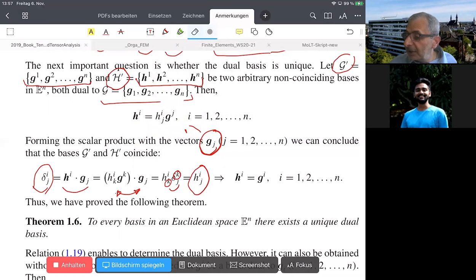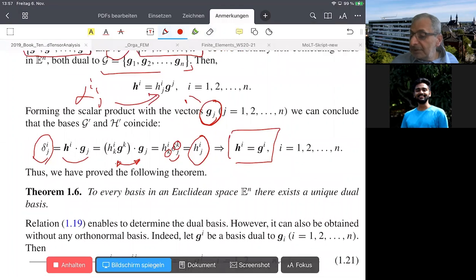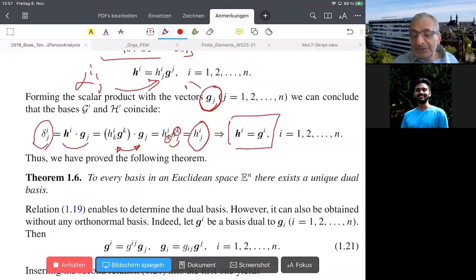If here, instead of these coefficients, we write delta Ij, then we realize immediately that these two bases, which we assumed to be different, in fact coincide. We proved that already, and this is a nice point to stop the lecture. We will just discuss very shortly the exercises.